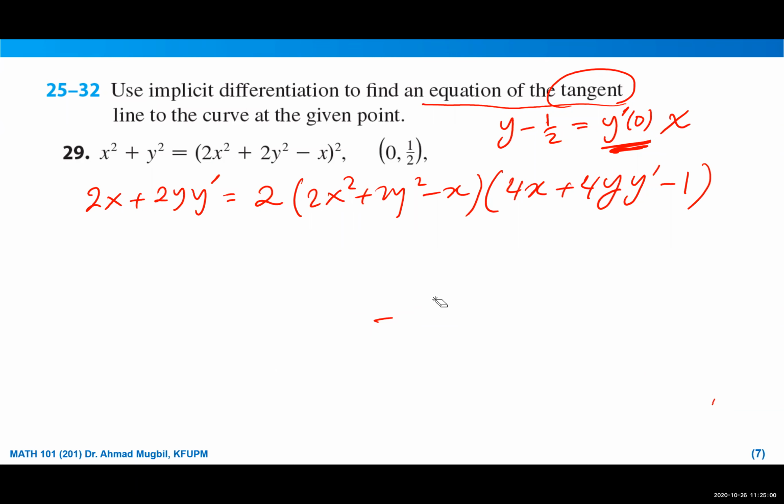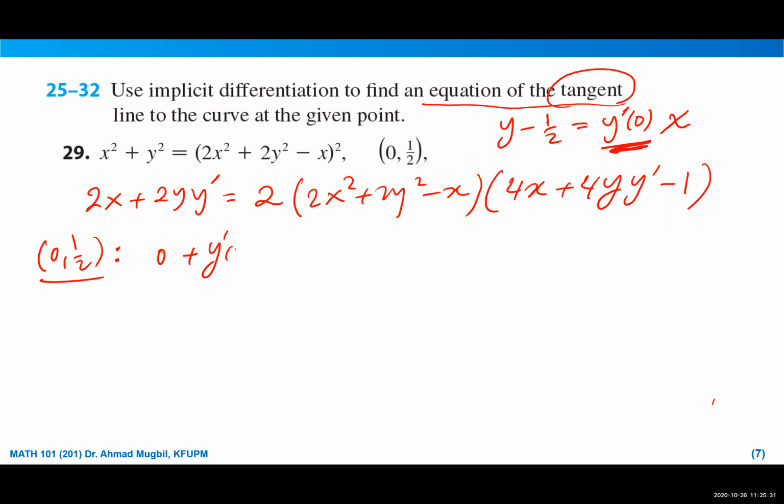Now, do we need to find the derivative explicitly? Do we need to find what y prime equals, something over something? No. We just want y prime at 0. So when x is 0 and y is a half, what will we have? At the point 0 and a half, we will have 0 plus 2 times half, it will be 1.